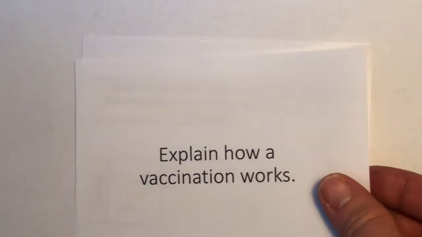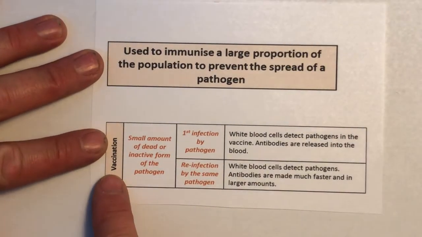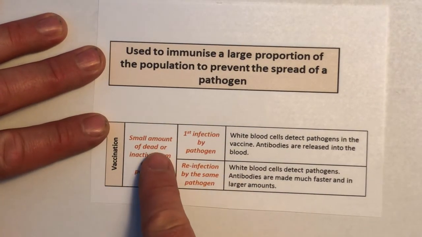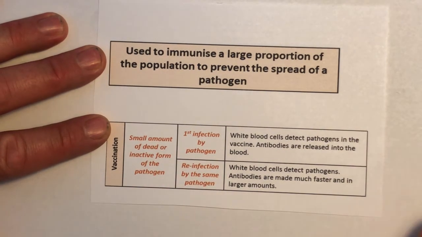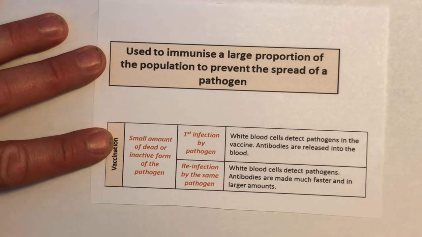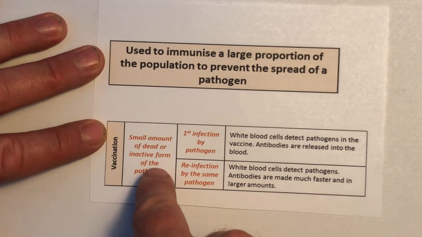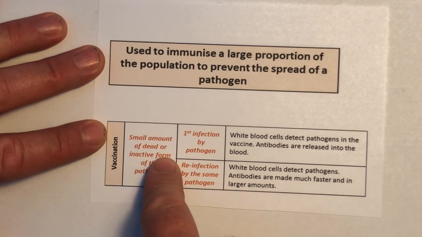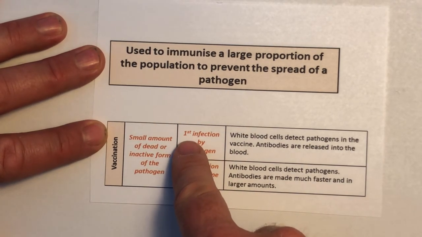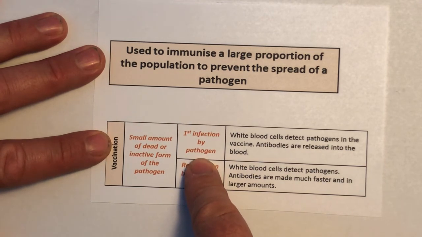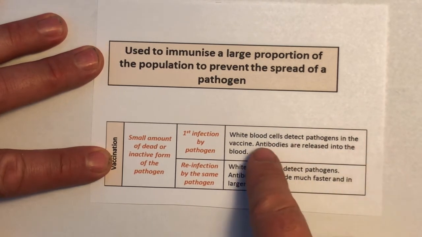Now, explain how a vaccination works. What a vaccination is, it's usually a small amount of dead or inactive form of the pathogen. How these scientists do it is absolutely incredible. But what they'll do is they'll get the pathogen and kill it, or they will somehow get an inactive form of it. And then they will inject it into the person, which is the first infection by the pathogen. And what your body actually does is the white blood cells detect pathogens in the vaccine.